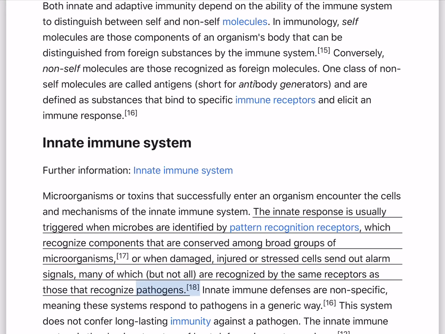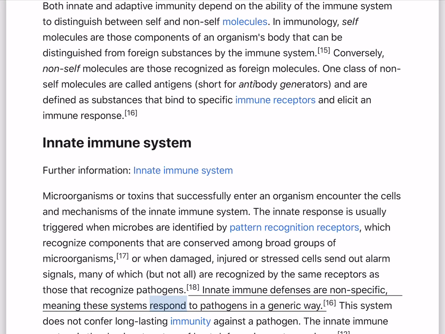Innate immune defenses are nonspecific, meaning these systems respond to pathogens in a generic way. This system does not confer long-lasting immunity against a pathogen. The innate immune system is the dominant system of host defense in most organisms.